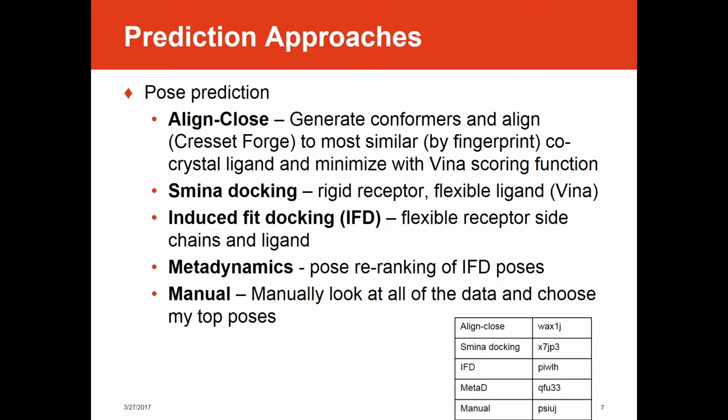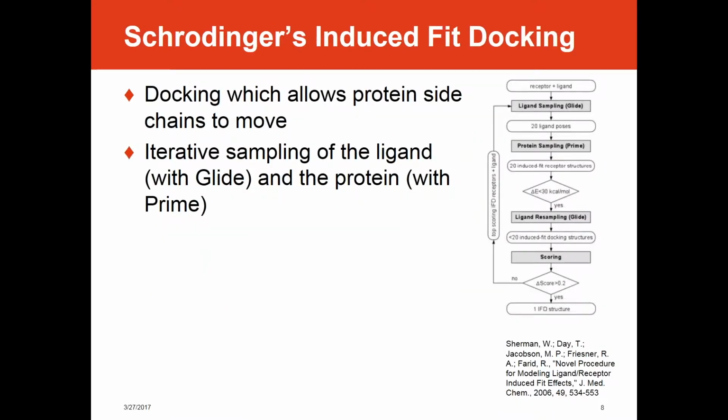And then I did binding pose metadynamics, which is another tool by Schrodinger, which allows for rescoring and re-ranking of the input poses using an MD-based method. Finally, I used a kind of manual visual inspection method where I looked at all of the poses from all of my methods and chose the ones that I thought looked good, and that ended up working okay.